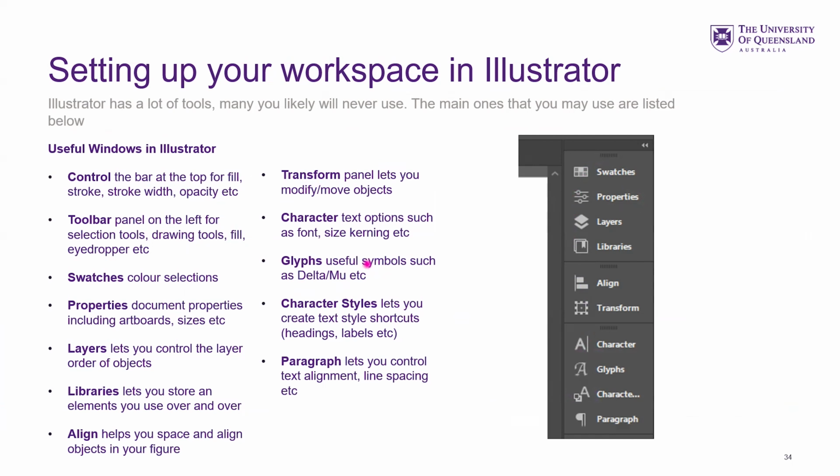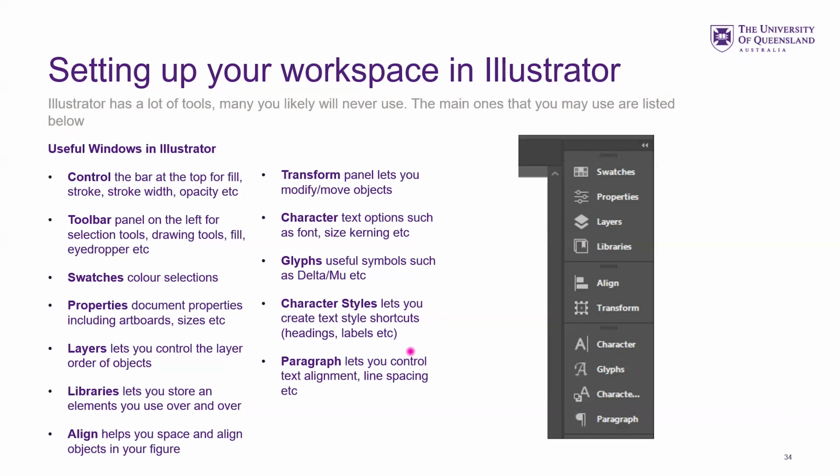Glyphs is one that I learned about way too late. If you want a shortcut for a symbol, that's glyphs. Rather than going back and forth, like copying your thing or editing the font to symbol font and knowing what the letter was, you can just click glyphs and you get this, and you just get the character.